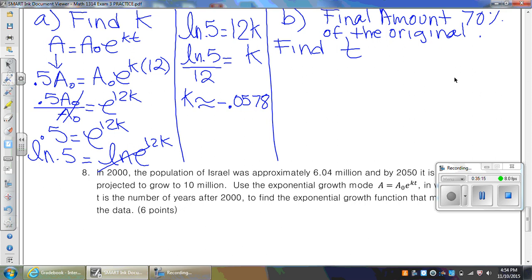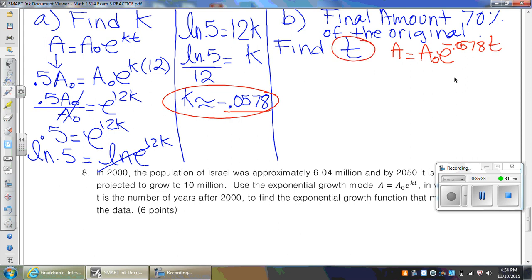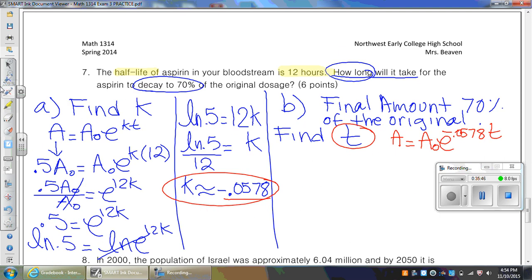Now we're going to take the information from here, and now we're going to use it here. So now our model is like this. The final amount will equal the initial amount times e to the power, instead of k, now we can substitute with this number, negative 0.0578 times t. And remember, now we're finding t, the time it takes for the aspirin to decay to 70% of the original dose.